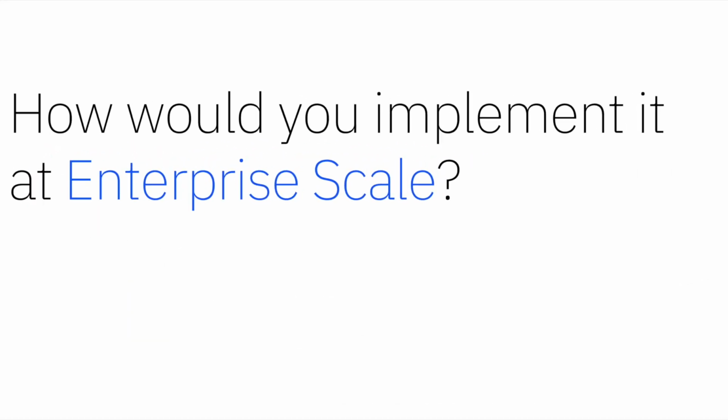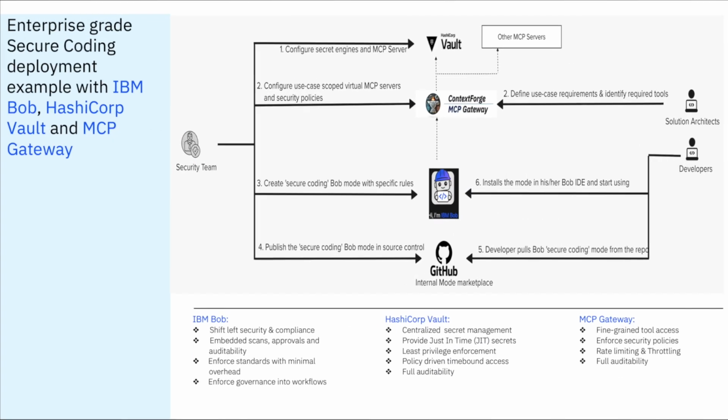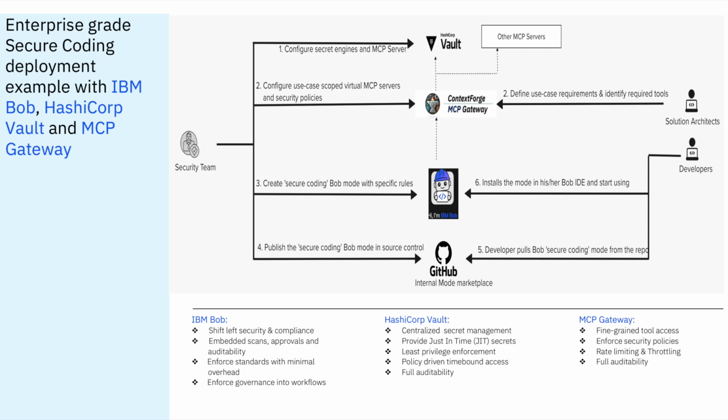But how would you implement it at enterprise scale? This diagram illustrates how you can implement secure coding in an enterprise environment using IBM Bob, HashiCorp Vault, and MCP Gateway under the governance of your security team.